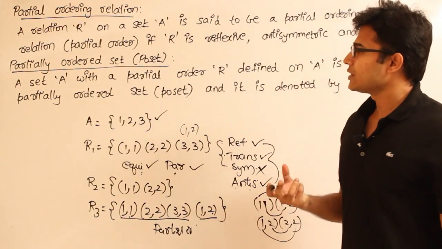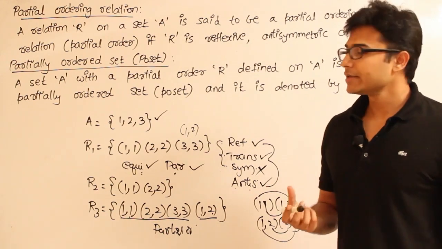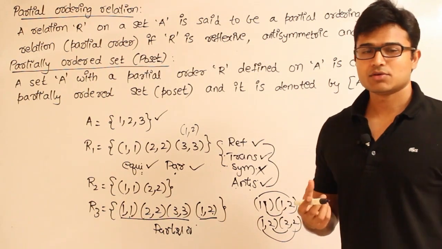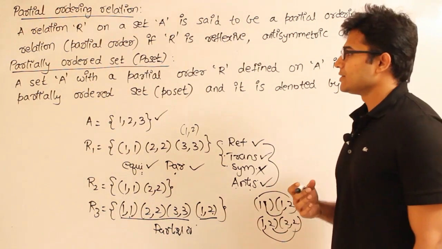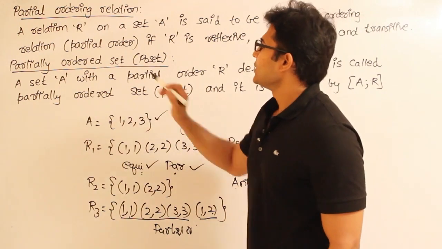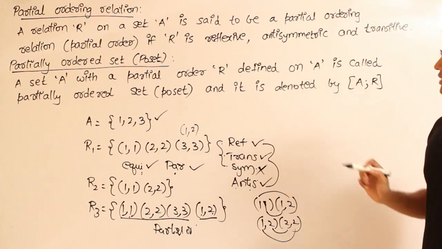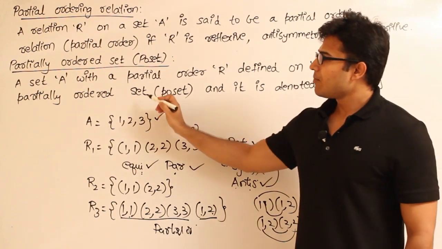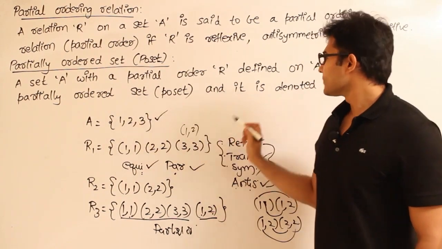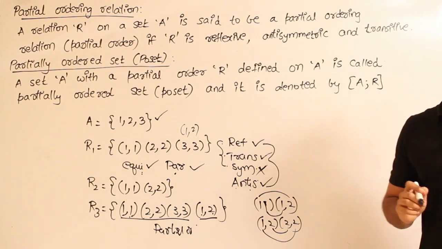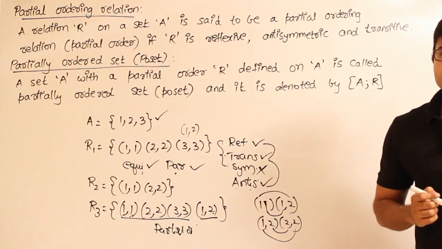There is one more terminology here, which is interesting because we use it a lot, so it is important as well. Just see this one. A set A with a partial order R defined on the set A is called a partially ordered set, and it is denoted by (A, R). I'll tell you the meaning of this.